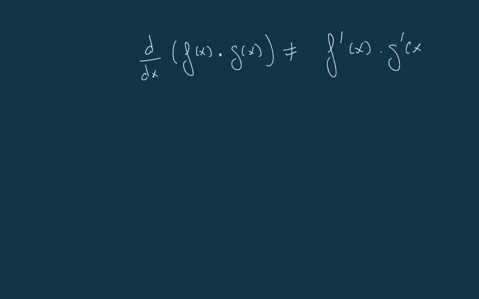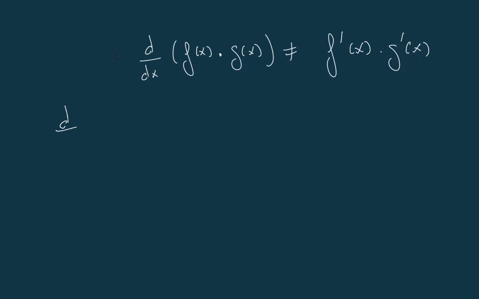But now we are going to see that the derivative with respect to x of the product of two functions, f of x multiplied by g of x, is not f prime of x multiplied by g prime of x. No. How do we apply the product rule?